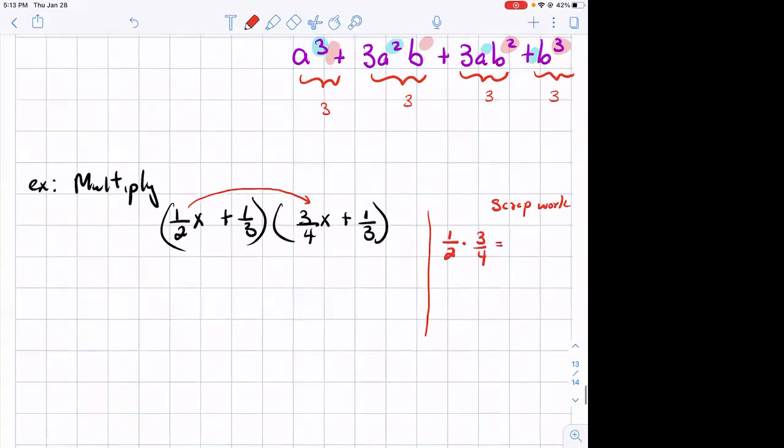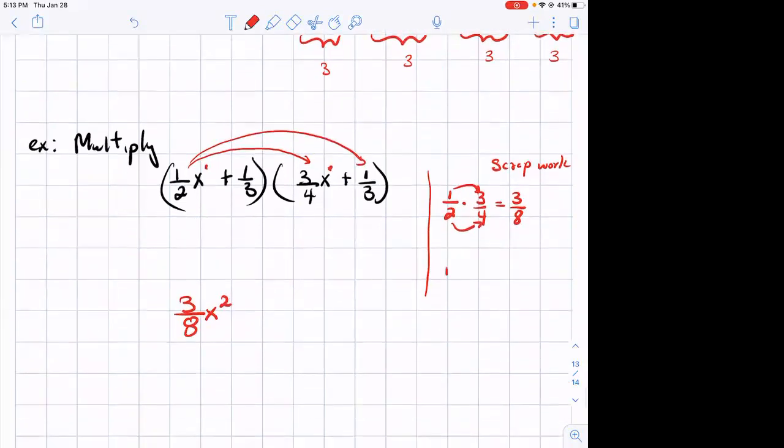What happens when you multiply 1/2 times 3/4? Well, 1 times 3 is 3, and 2 times 4 is 8. You get 3/8. So when multiplying these two, you're going to get 3/8 x squared, because we have an x to the 1 and x to the 1. And then we multiply again. What happens when we multiply 1/2 times 1/3? 1 times 1 is 1, 2 times 3 is 6. So we have plus 1/6 x.